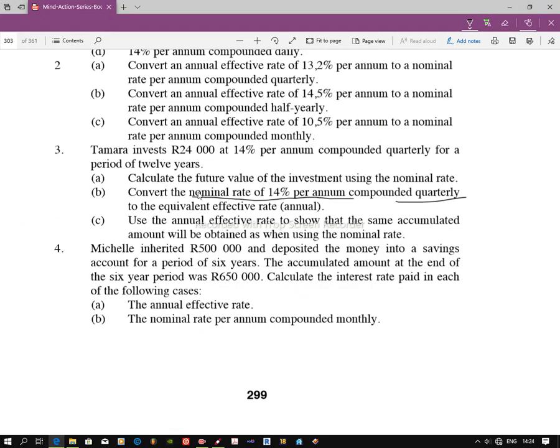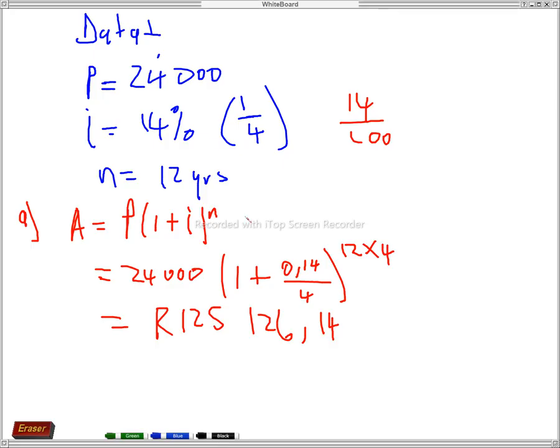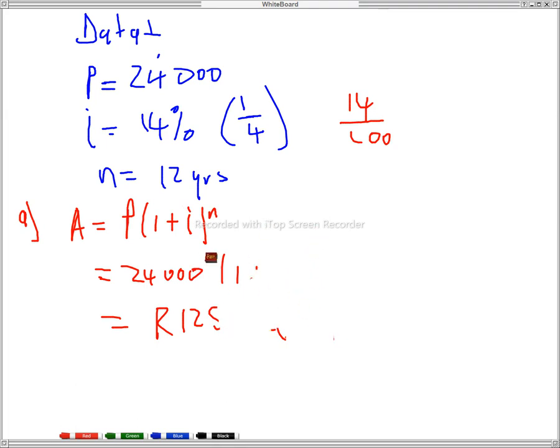So I should convert this nominal rate to the effective rate. Okay, so let me erase here. I don't want to erase my data there because I believe it's going to be helping me a lot.